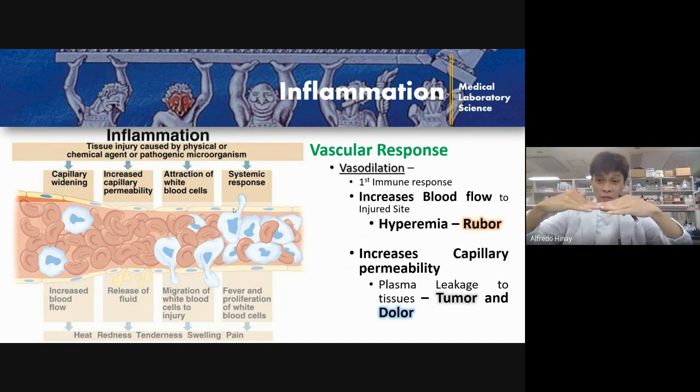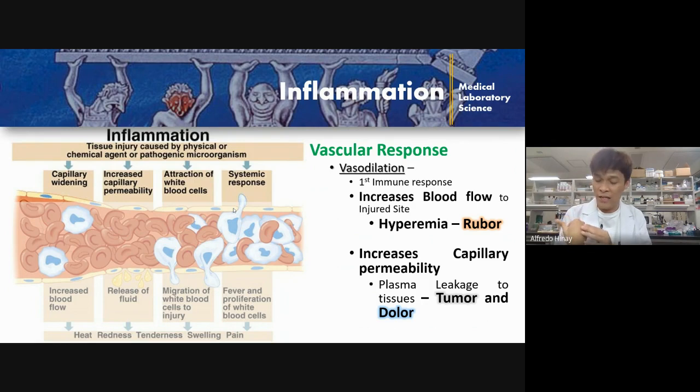So for example, these are your endothelial cells, and if there is inflammation, class, it will increase the permeability, it will try to open, and then there will be a plasma leakage. If there is plasma leakage, class, that's when you have swelling, that's your tumor, okay?